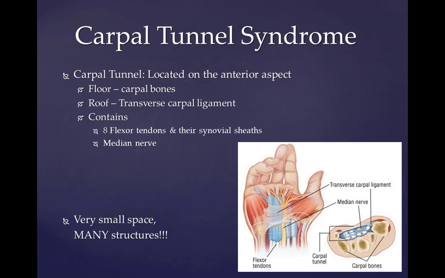Weak grip strength may occur, and after a long period of time, the muscles at the base of the thumb may waste away. In more than half of the cases, both sides are affected, or both hands have carpal tunnel syndrome. About 5% of the people in the United States have carpal tunnel syndrome. It usually begins in adulthood, and women are more commonly affected than men.